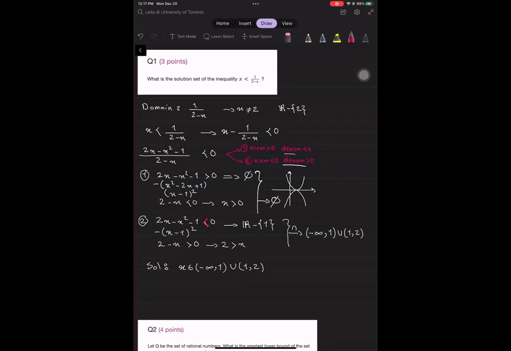Sorry, was I meant to raise my hand? Yeah, go ahead. Just like to ask, what happens if you do it on the other side? So instead of saying x minus 1 over 2 minus x, what if you do 1 over 2 minus x minus x?